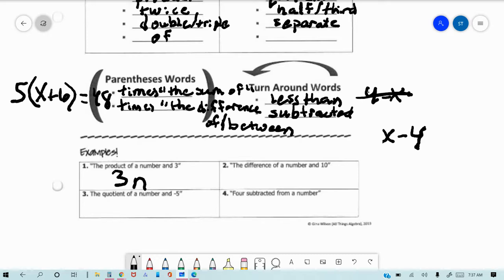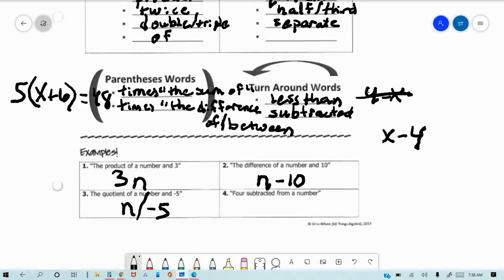The difference of a number and 10. So that's when we would have the number minus 10. Okay. All right. And then the quotient of a number and negative 5. So here's our number, and the quotient means we're dividing by negative 5.